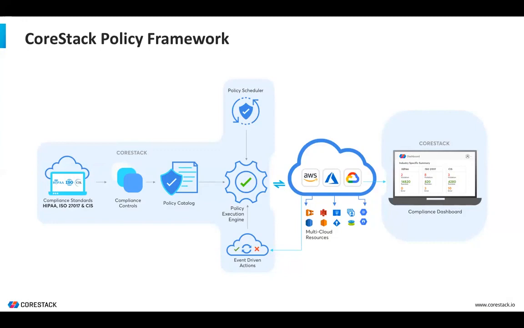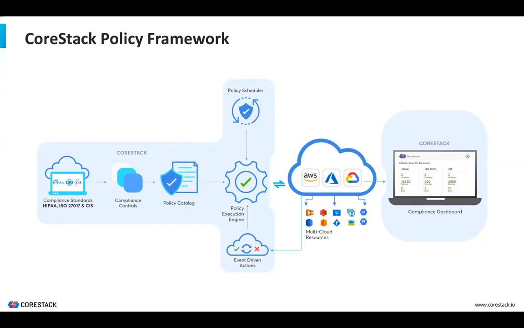CoreStack has a converged policy framework. All the compliance standards like HIPAA, ISO, or CIS, we have onboarded all these various controls and standards, and how these various controls and standards apply to various cloud services. This is one of the challenges that we talked about during the question and answer. HIPAA provides a list of controls in a very generic way. How these controls are transformed to a container, how these controls need to be applied to a database as a service, or how this control needs to be applied to storage as a service or object storage is a typical problem. So CoreStack solves the problem.